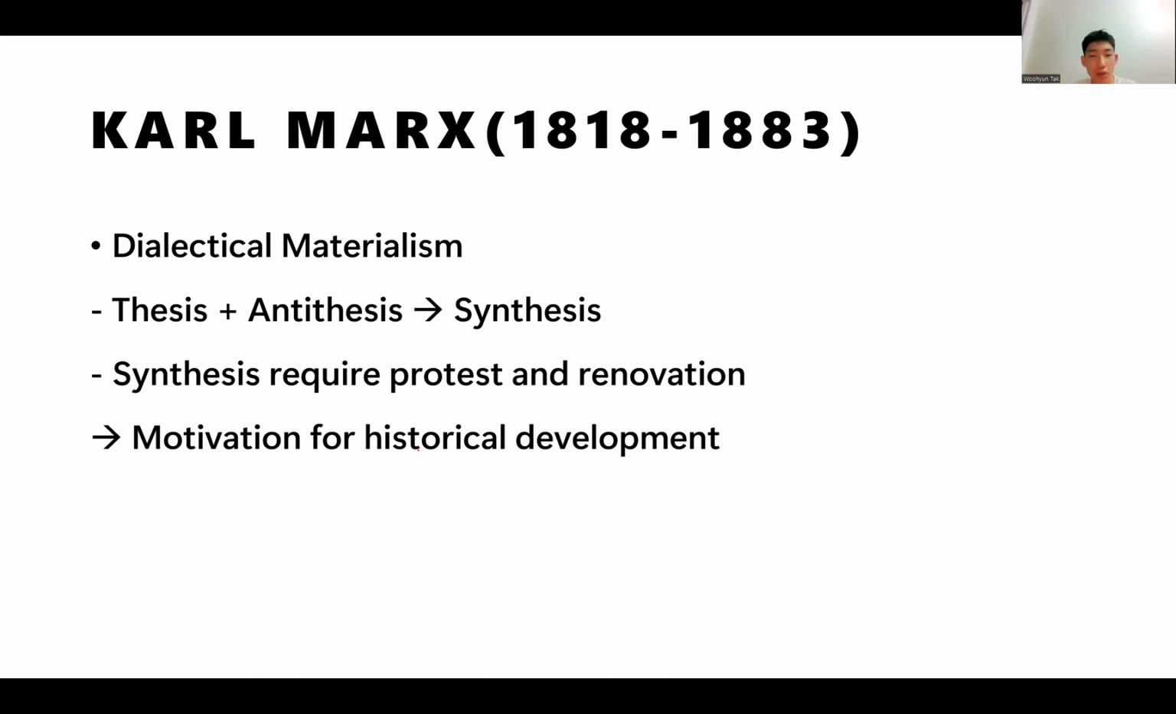And to move on, Karl Marx's theory was based on dialectical materialism. So it is based on the idea that if there is a thesis, then an antithesis comes, which is opposite to the first thesis. Then the two collide with each other, and it creates a synthesis, which is like the middle of thesis and antithesis, so solving the problem. Also, this is the way the paradigm in society changes. So the synthesis requires a process of protest and renovation, such as proletarian revolution, to change our societal structure. And this provided motivation for historical development, to mention again.